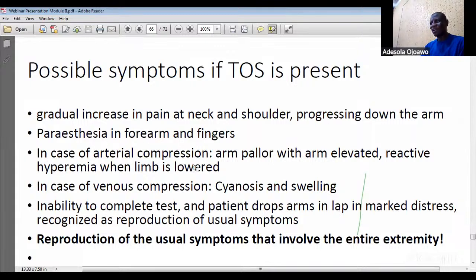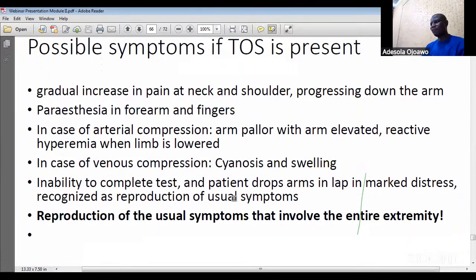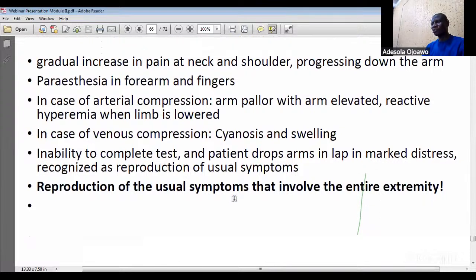In case of arterial compression, arm pallor, yes, the patient is going to feel that the palm is no more, there's no circulation there. They activate hyperemia when the limb is lowered. In case of venous compression, cyanosis and swelling may occur. Inability to complete the test for 3 minutes, the patient drops the arm immediately. So all those were signs that we have thoracic outlet syndrome.